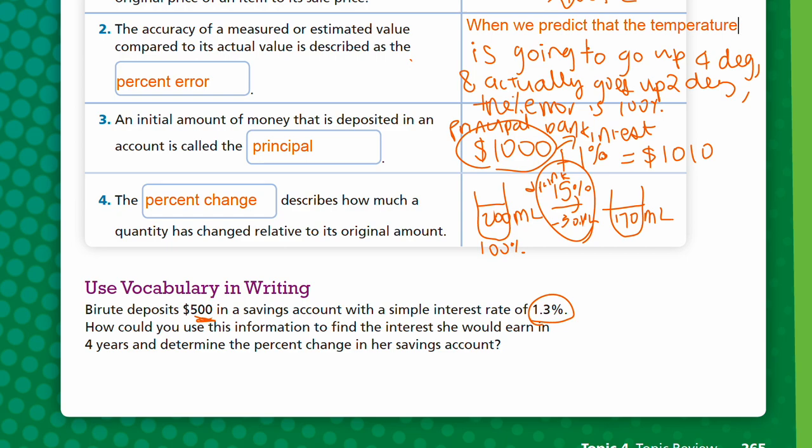So I want you to pause the video and solve it by yourself. If you don't remember how to solve it, please go back to the lesson, look back through the topic and figure it out. It's the simple interest, use the simple interest lesson, okay? Come back when you're ready for answers.